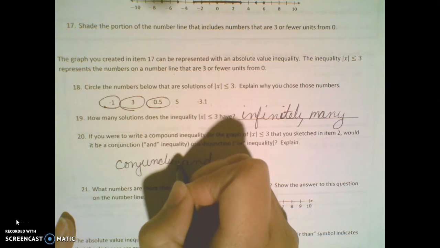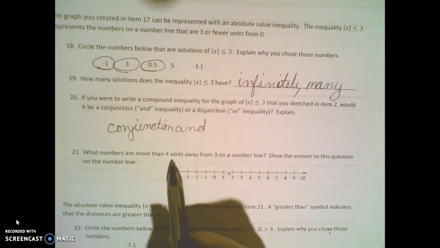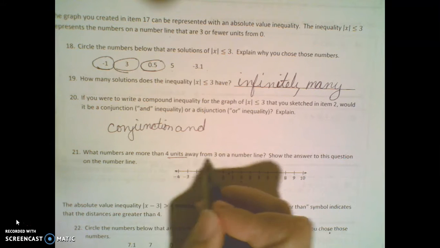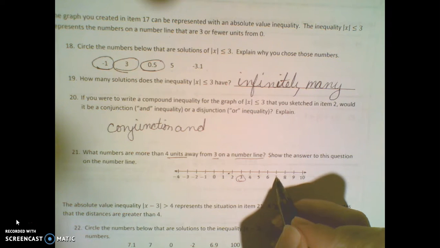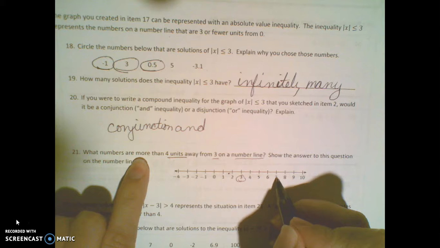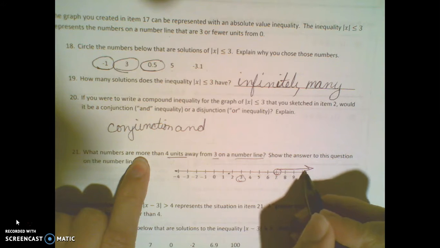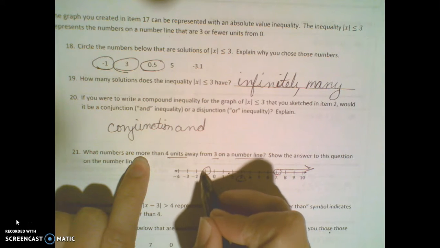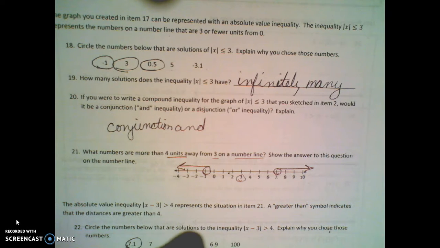So remember, when they look like this, there's something in the middle, that's an and. And then when we have something like this, we're looking for things that are 4 units away or more from 3. So here's our 3. 1, 2, 3, 4. And we want more than 4, so it's going to be an open circle going that way. And then 1, 2, 3, 4, an open circle going that way. So this one, 7.1 works, 7 does not. Open circle, nope, yes, no, and yes.